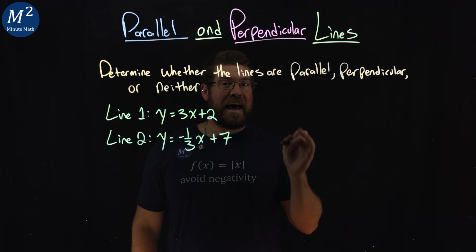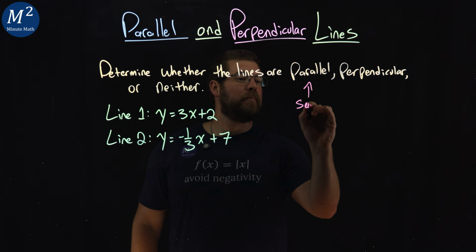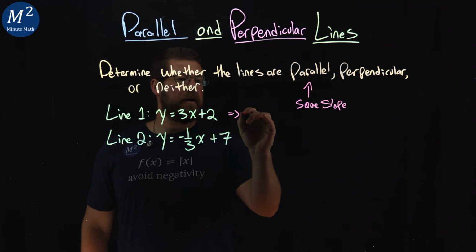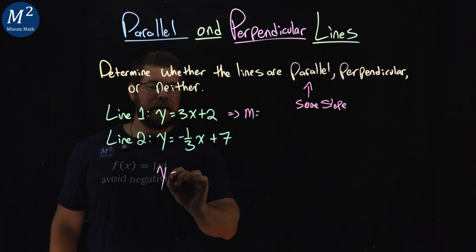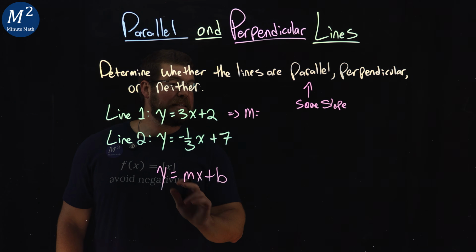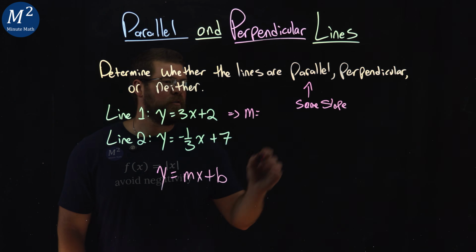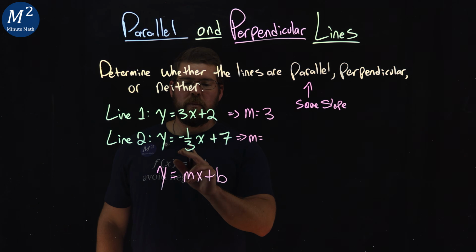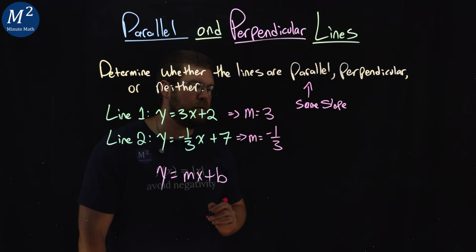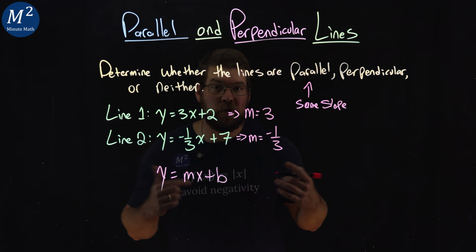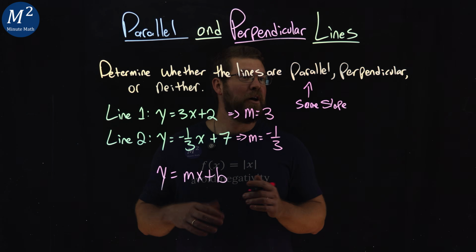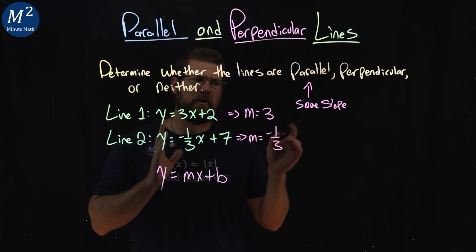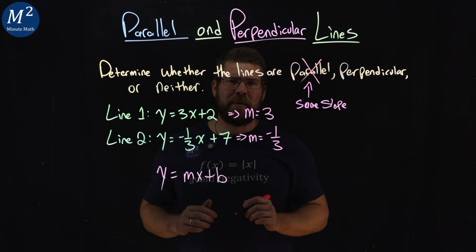So parallel lines have the same slope. Well, the slope of our first line, in the form y equals mx plus b, is the m value, and our first line has a slope of 3. Our second line has a slope of negative 1/3. And so, since these slopes are not the same, we know they are not parallel. They have to be the same slopes for this to be parallel, okay? So, it's not parallel.